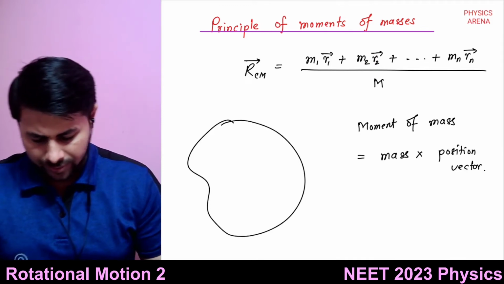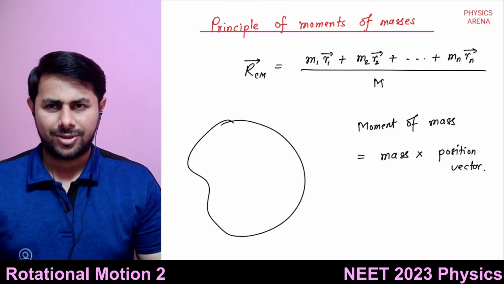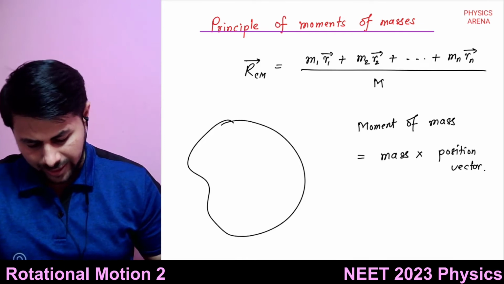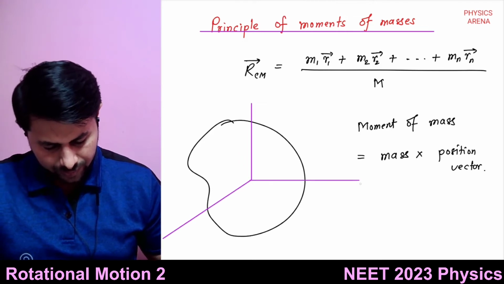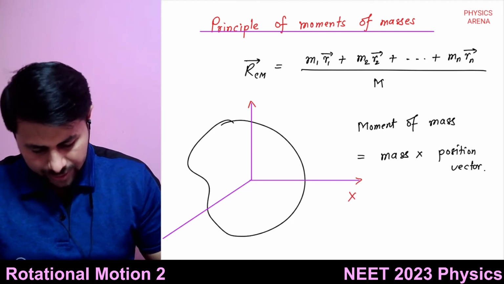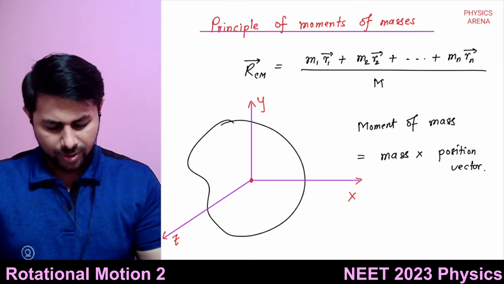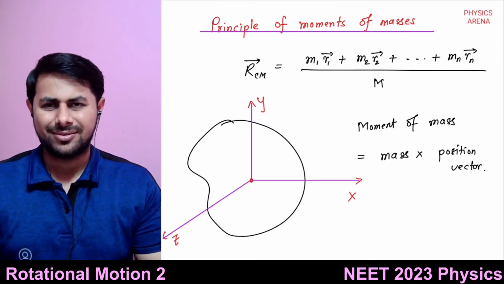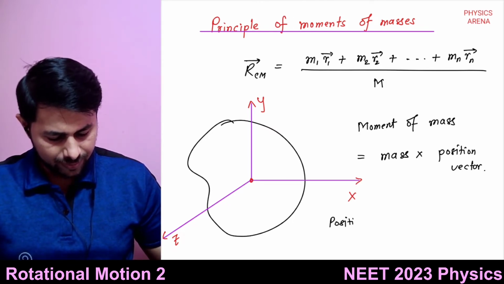So now let's suppose we take the origin at the center of mass. Let's suppose this is an xyz coordinate system. This is the x, this is the y, this is the z axis. So this is the center of mass of this body. So what will be the position vector of this center of mass? It's 0, right? It's 0 bar.